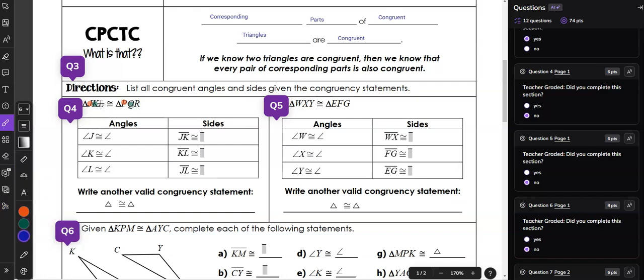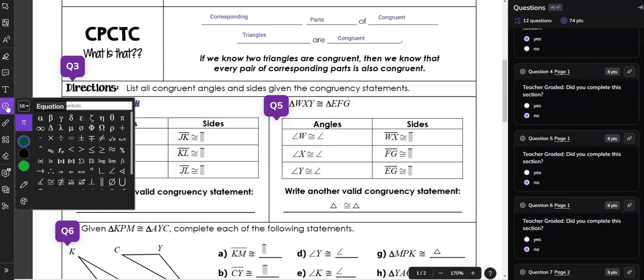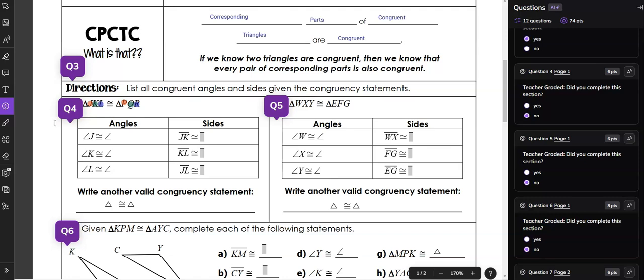And third letter goes with the third letter. Okay, so what I want you to do is make sure you select the equation editor tool and then click in this box.